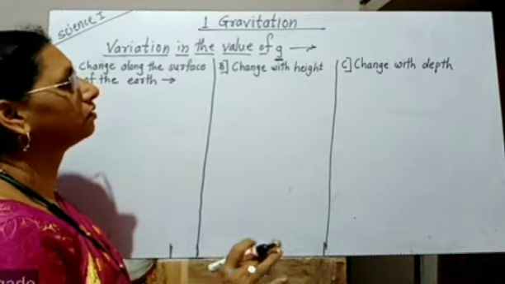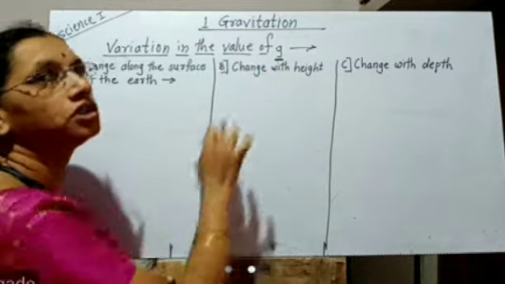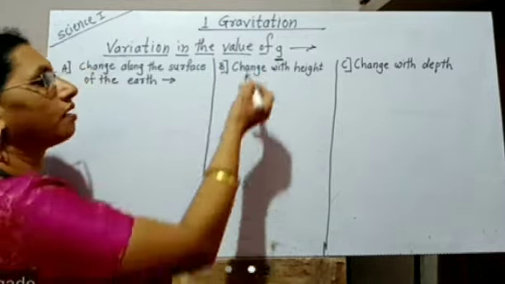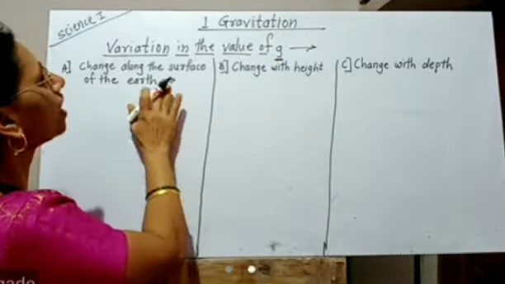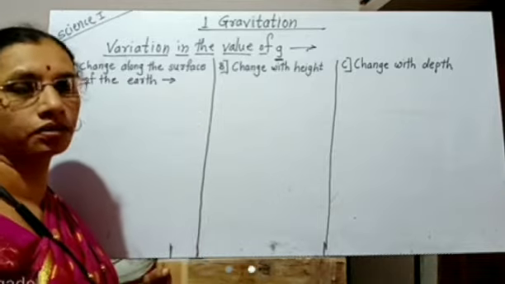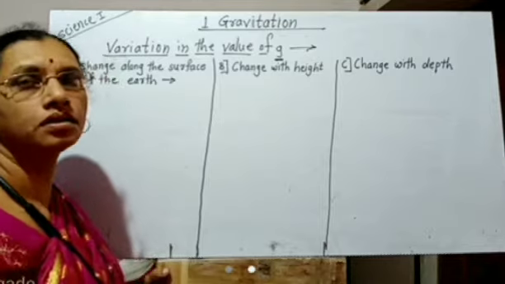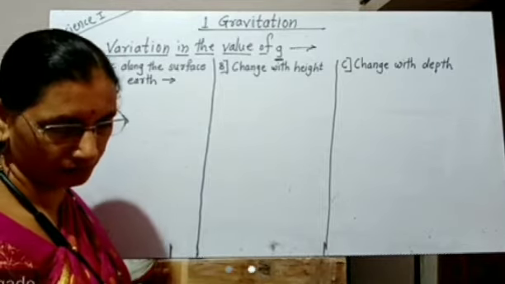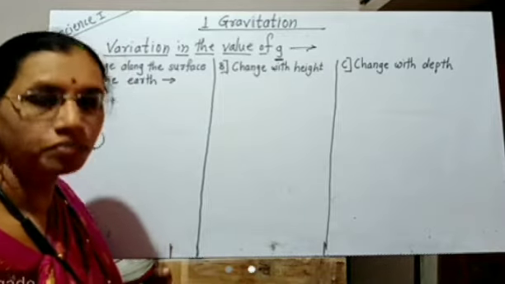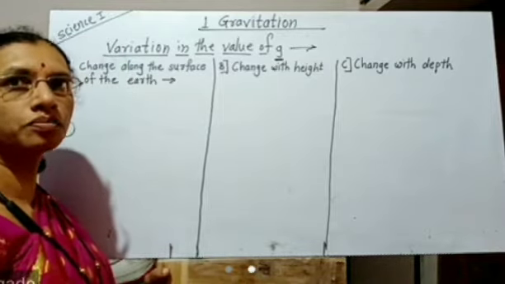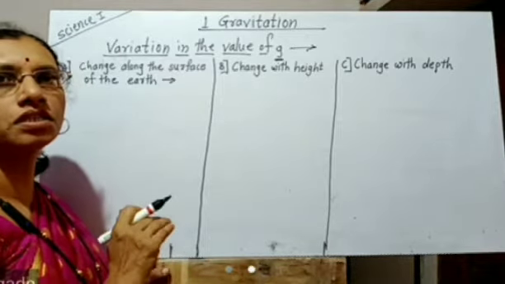In this, the first thing is the variation in the value of G, or the factors which affect the value of G. There are three factors. One, the change along the surface of the Earth. Now we know the shape of Earth is not exactly spherical, and so the distance of a point on the surface of the Earth from its center is different from place to place.